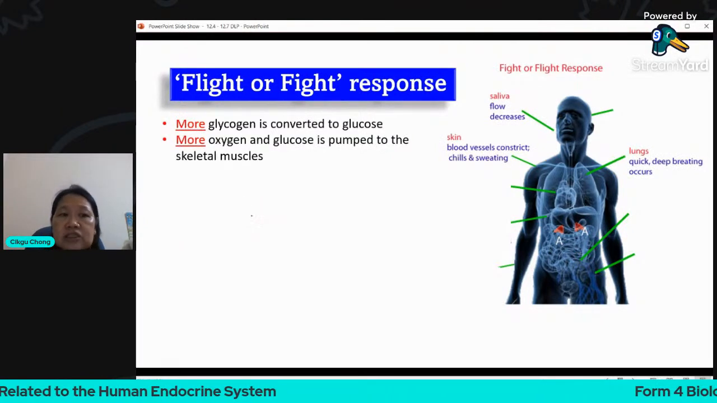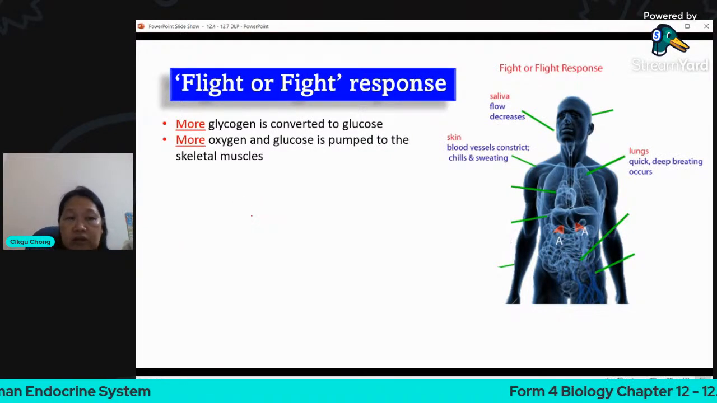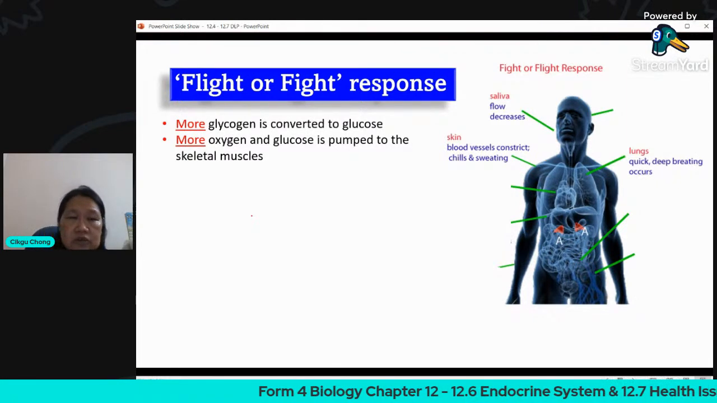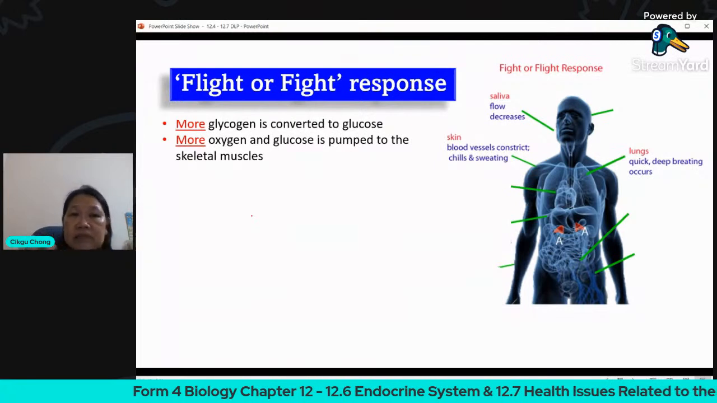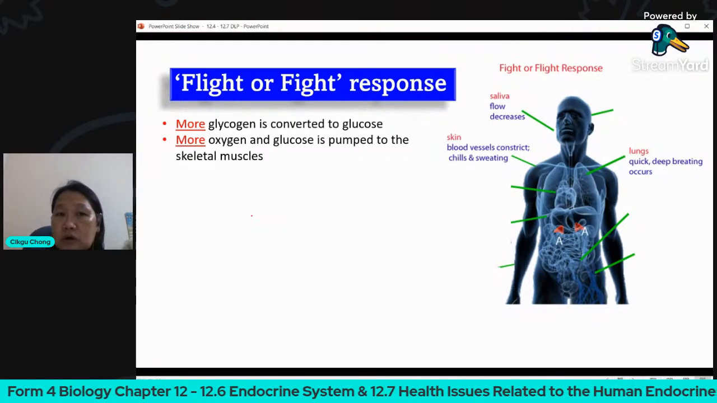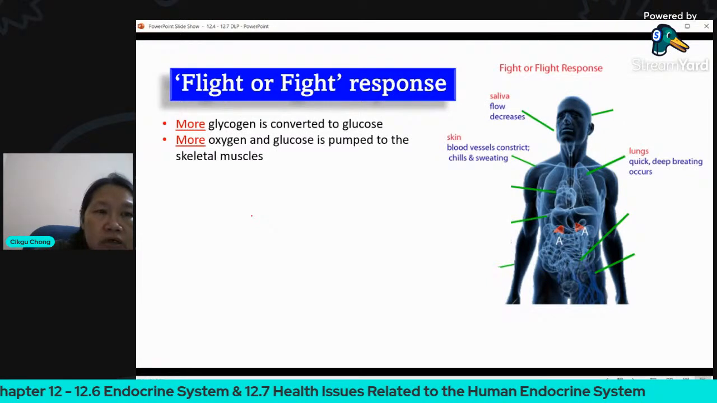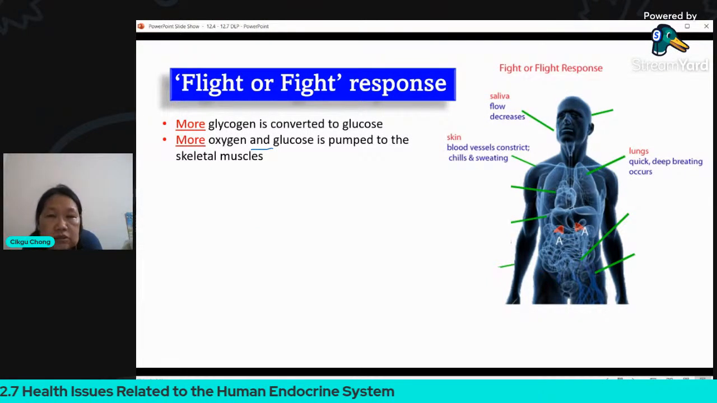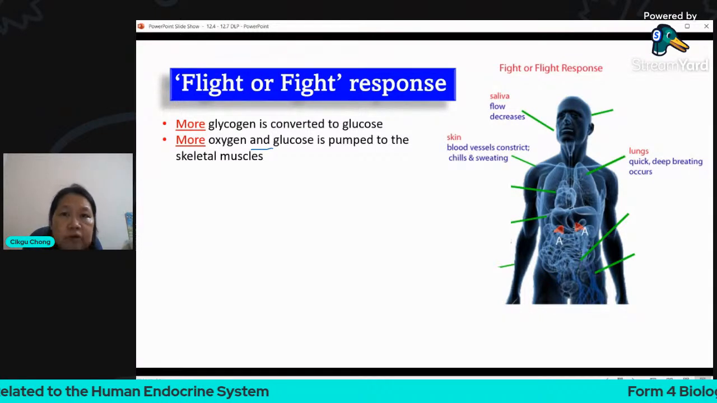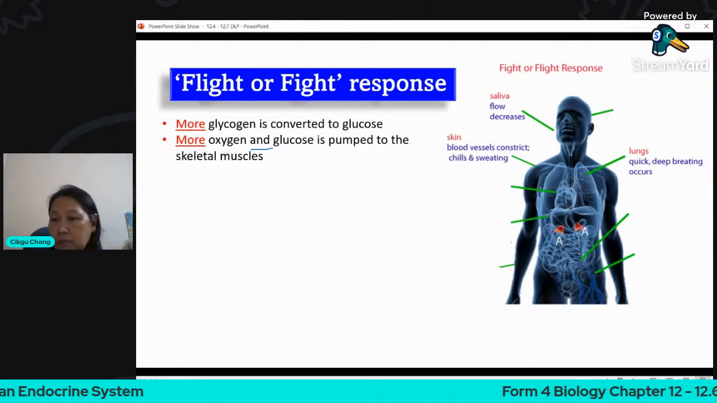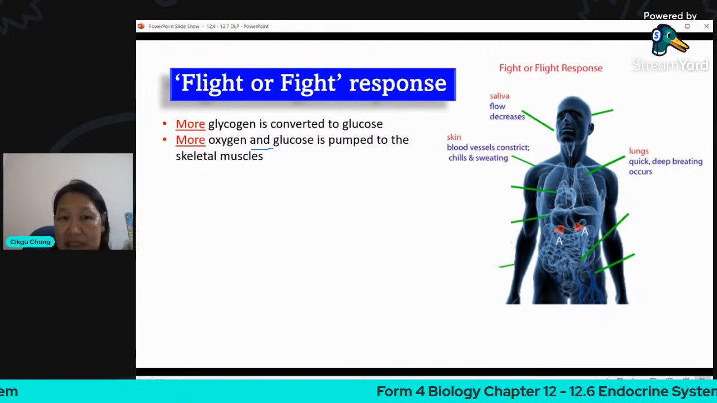More oxygen and glucose. So both, not just oxygen only. Oxygen is pumped to the skeletal muscles through the blood. At the same time, the blood also carries glucose. So remember, don't just say oxygen, say oxygen and glucose. More. You need both to be supplied to your cells, your muscle cells.